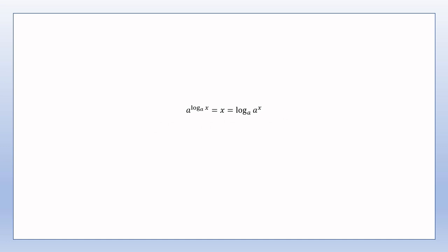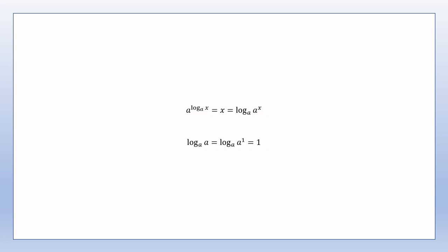So let's have a look at some of the derivations of the laws of logarithms. Let's have a look at how some of the laws of logarithms that I gave at the beginning of this video might actually come about. So we start with the property a to the power of log to the base a of x equals log to the base a of a to the power of x, which establishes that logarithms and exponentials are inverse operations. And so it immediately follows from this that log to the base a of a is equal to log to the base a of a to the power of 1, which of course is equal to 1.